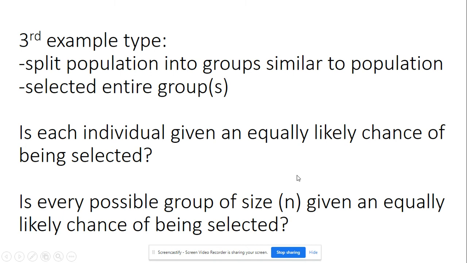In the third one, these are the crab legs. So let's say we picked 10 crab legs. So we did 2 clusters of 5. Is each individual given an equal likely chance of being selected? Still the same. Is every possible group of 10 crab legs given an equal likely chance of being selected? No, because I couldn't have gotten 10 just the big claws because of the way I did my sample. So the only one where every possible group of size n has an equal likely chance of being selected was the first one.